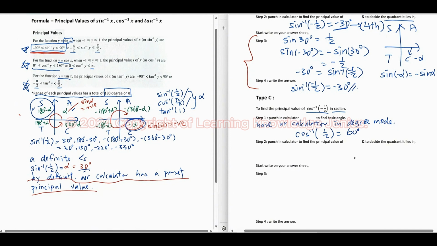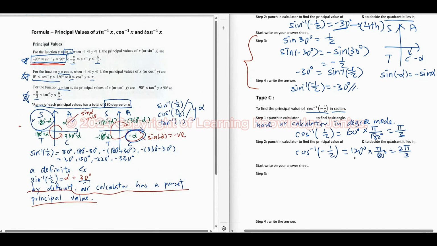So then you can convert it into radian mode. If you forgot, you can just do this method. Or if you have memorized it already, you can just write the answer directly. Then step 2, you will punch into the calculator the actual value you are looking for. So you will get 120 degree. So you can also convert it into radian mode. Okay, then step 3 onwards is what you need to include in your paper.